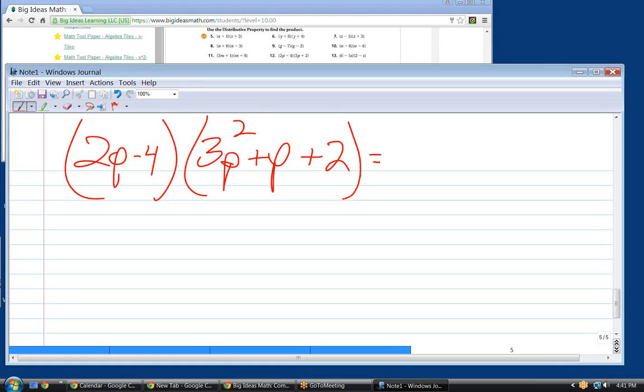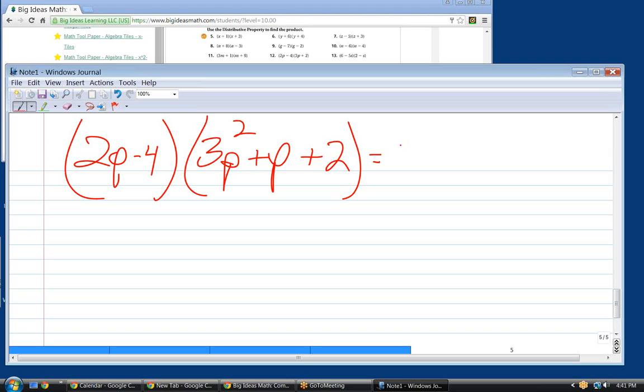Now we have a binomial times a trinomial. This has got 3 terms in it. So it's the same rule. FOIL wouldn't work here, but distributing each term works just fine.